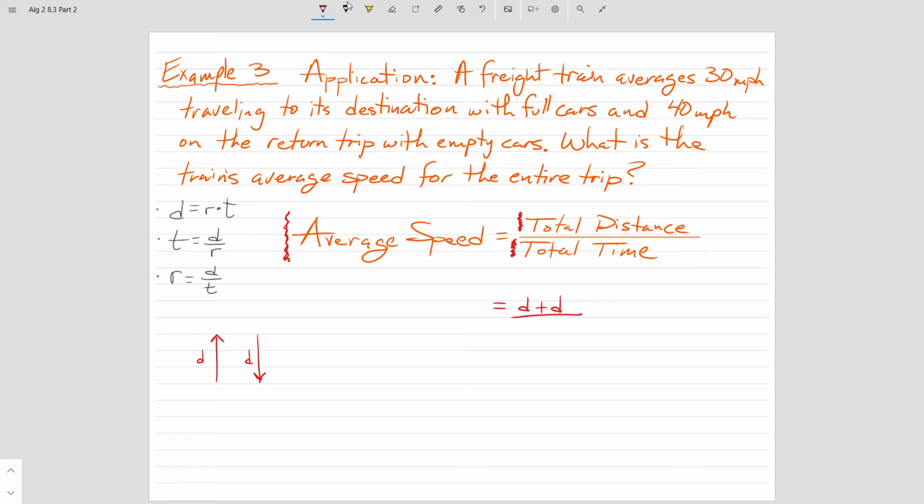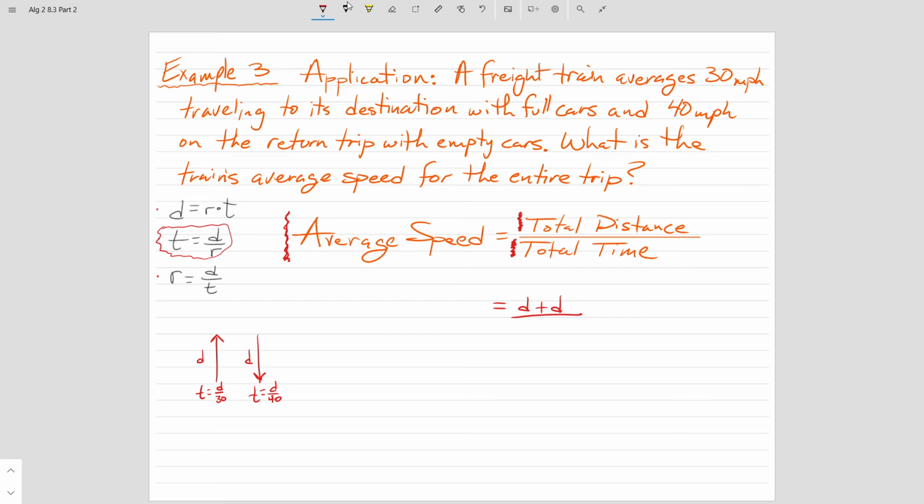And total time, well, time is going to be the distance divided by the rate. Well, what did it say? It says it averages 30 miles per hour to its destination. So the time it took going to its destination is going to be the distance divided by the rate. Well, the distance we already said was d. The rate we were told was 30. The return trip, the distance was d, and the rate was 40? Yes, 40.